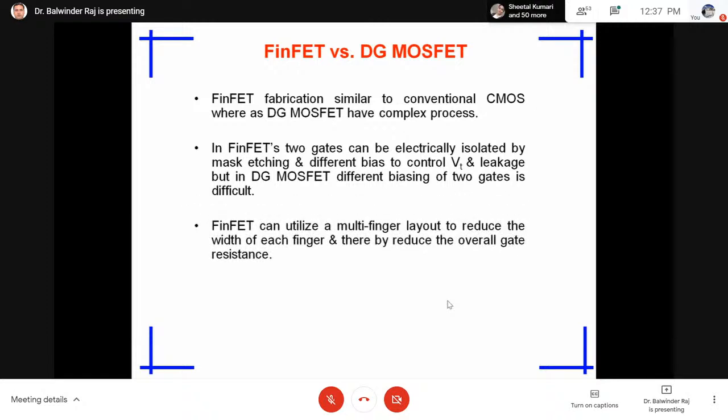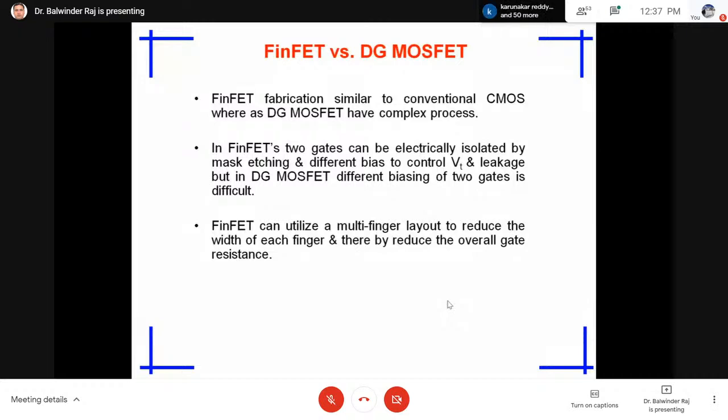Then another very important point in the FinFET is that a multi-finger layout can be designed. Meaning in the conventional MOSFET or even in the double gate MOSFET, there is a single channel connecting my source and drain. But in the FinFET, the fin acts as a channel connecting source and drain, and multiple fins can be used to connect my source and drain.